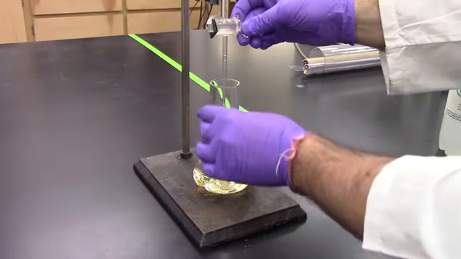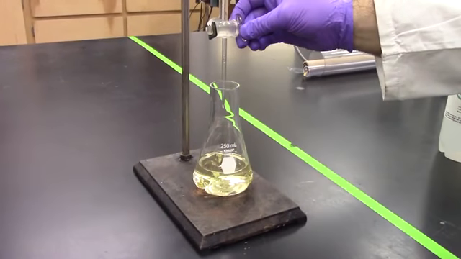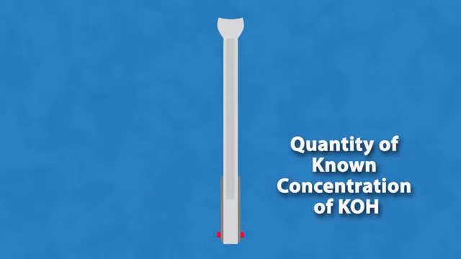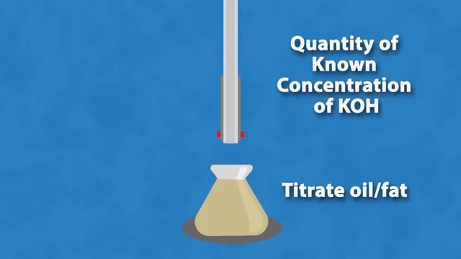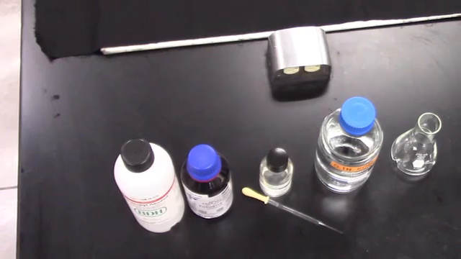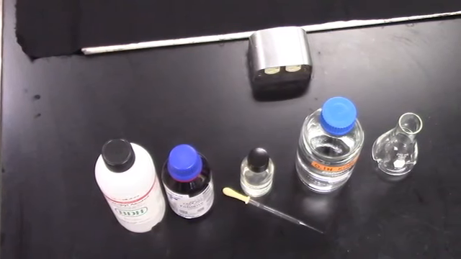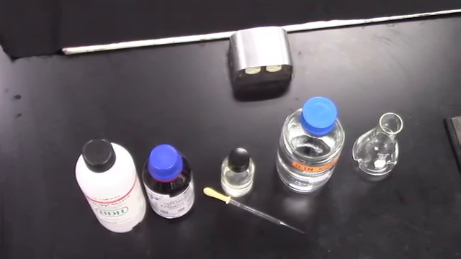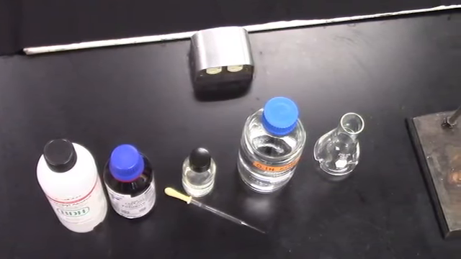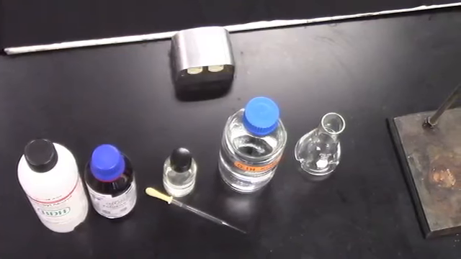Titration is a chemical procedure that can be used to obtain this number. The acid value is the quantity of a known concentration of potassium hydroxide consumed by titrating a sample of oil or fat and is expressed in the units of milligrams of potassium hydroxide per gram of sample. Manual titration requires a color indicator such as phenolphthalein and organic solvents such as toluene or isopropyl alcohol to dissolve the sample in order to obtain a clean endpoint.